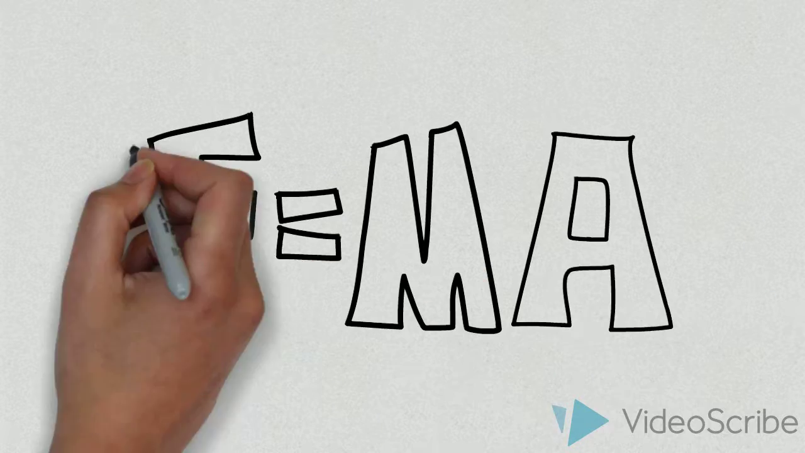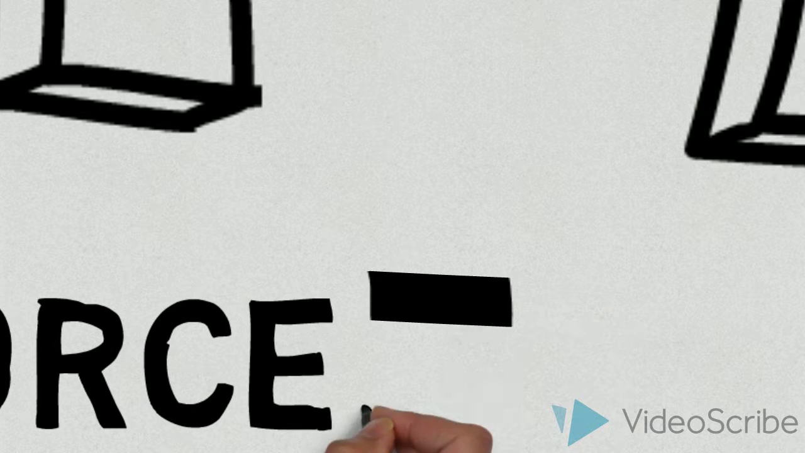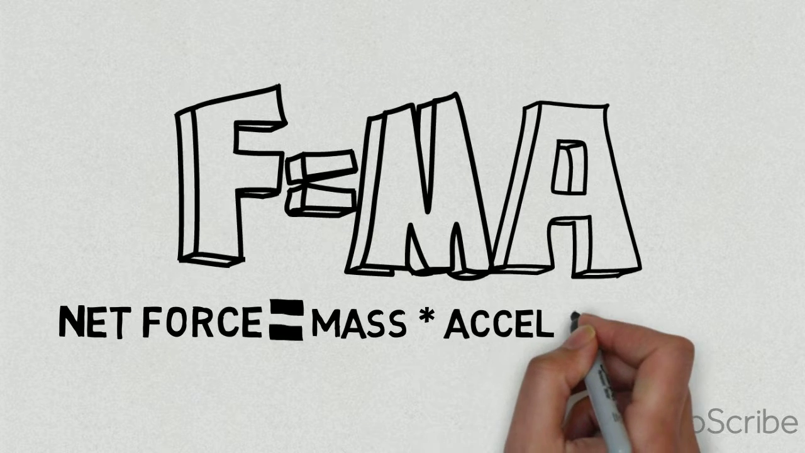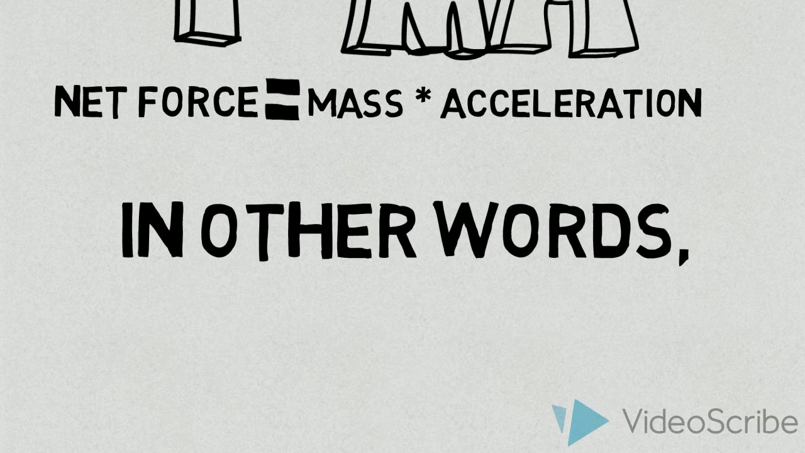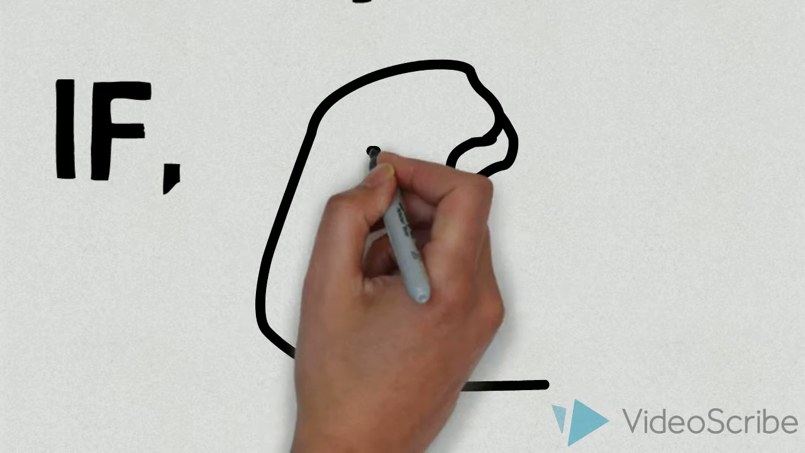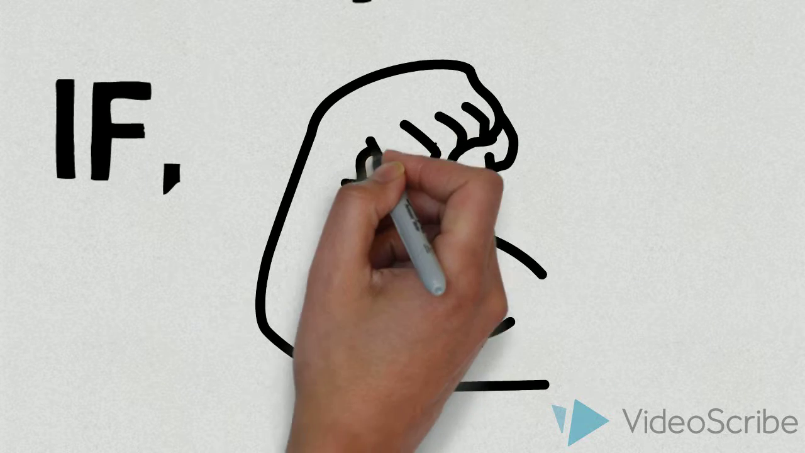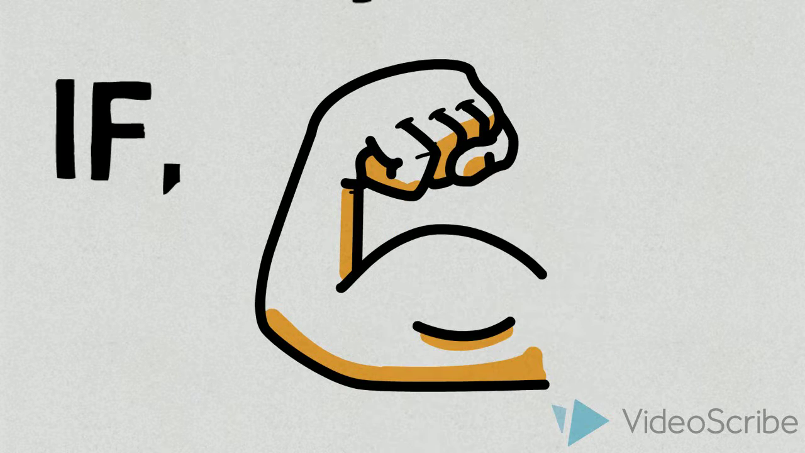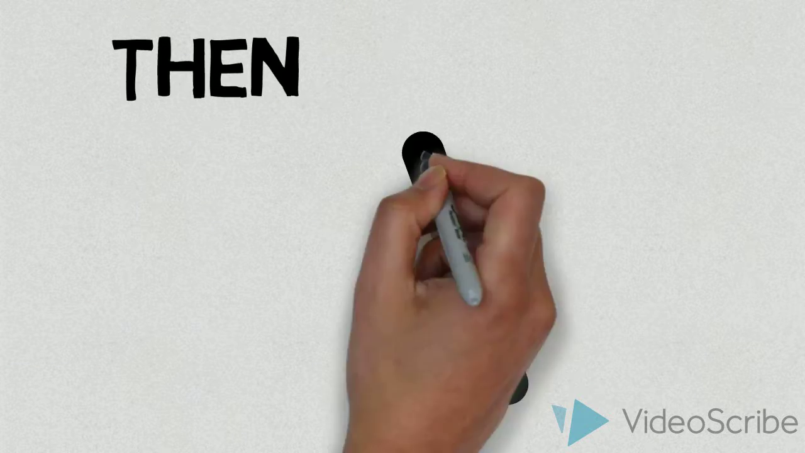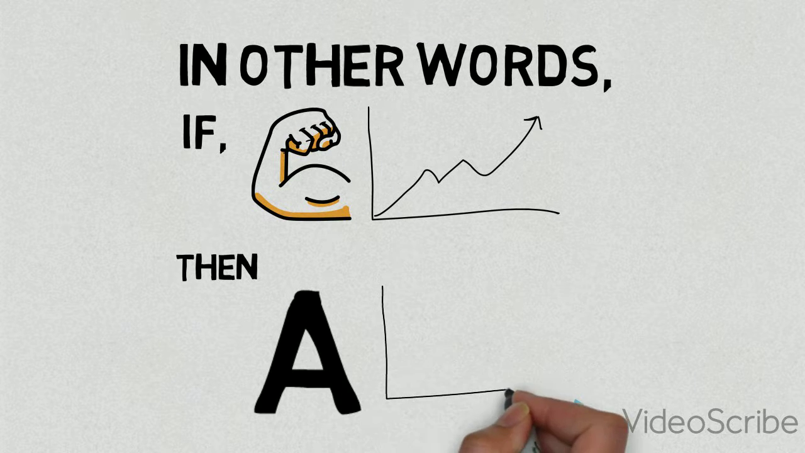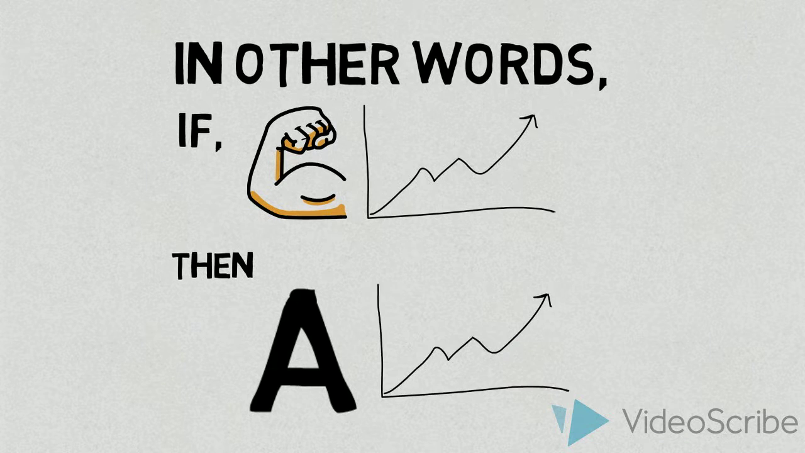Well, I'm going to tell you what you really need for this law, and that's F equals ma, which stands for net force, or force, equals mass times acceleration. Now, you should know this, but in other words, this actually means that if this force acting upon the object, or the net force in specific to this law, increases, I'm showing you with this exponential graph right here, then a, or acceleration, will also increase, as you can see with the graph, that it's increasing.